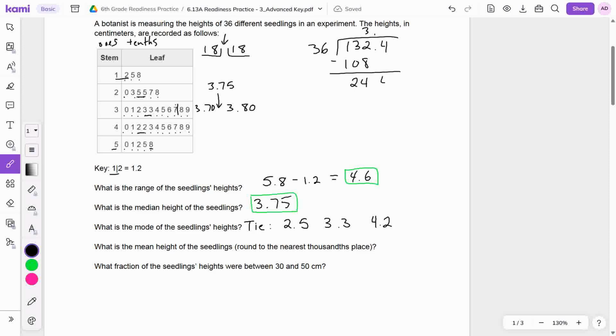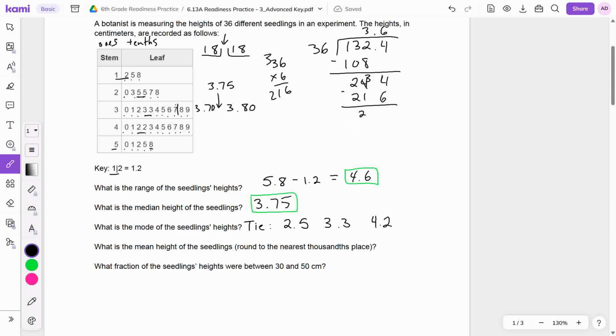I'm going to bring that 4 down, and so it's going to go in, let's see, 4 times? No, it's going to go more than that. Let's go 6 times. So 36 times 6, 1821. There we go.